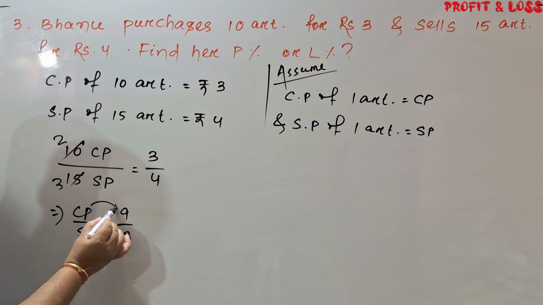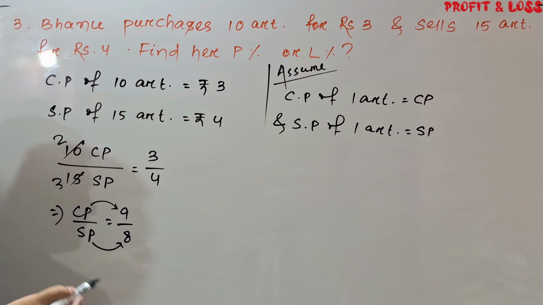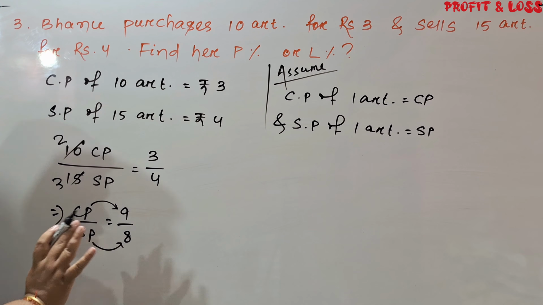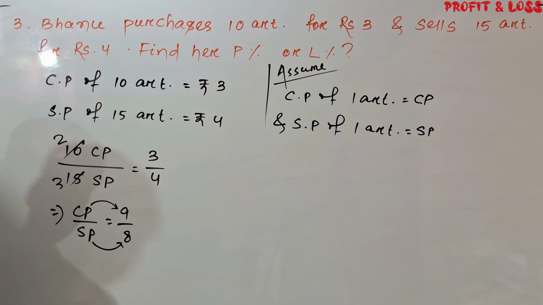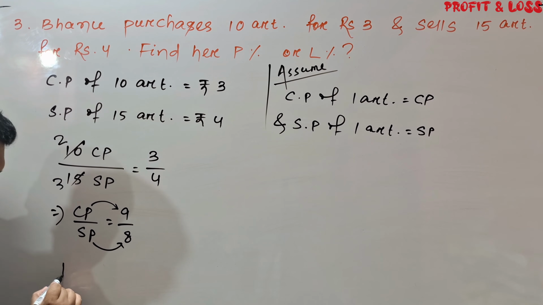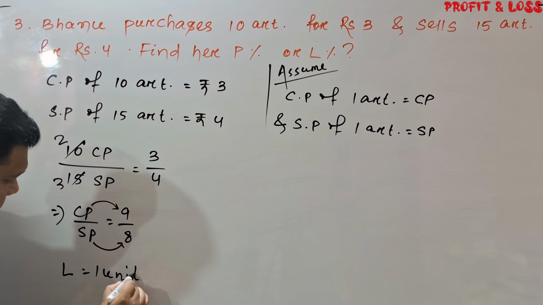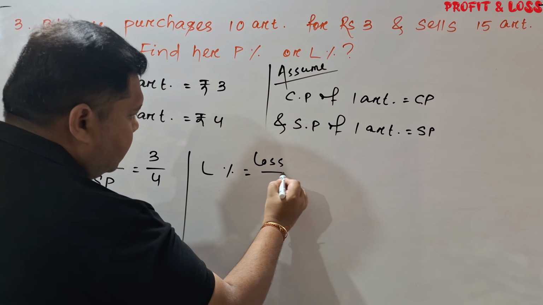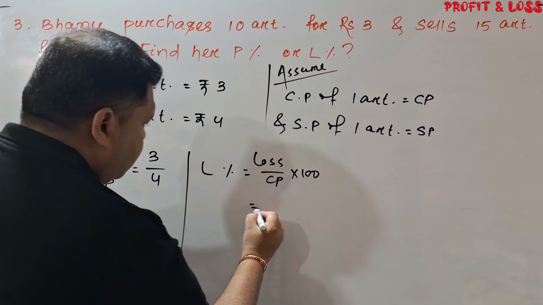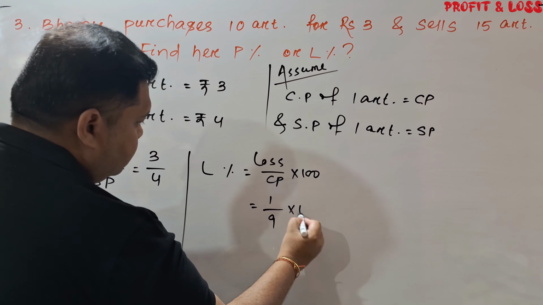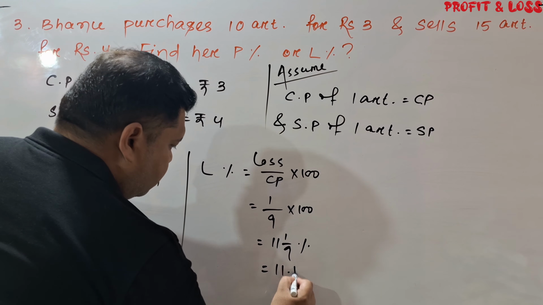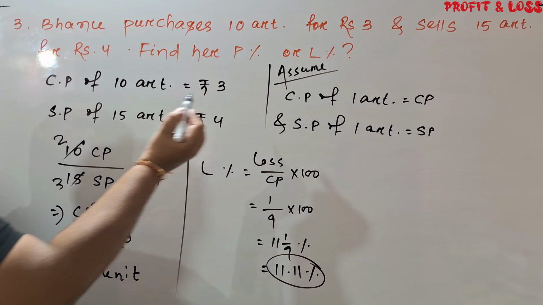Means cost price is 9, selling price is 8. Profit or loss? Loss, because cost price is greater than selling price. The ratio does not give you the exact value. When cost price is 9 units, at that time selling price is 8 units. So loss is 1 unit. Then how do you find the loss percentage? Loss percentage is equal to loss divided by cost price into 100. So here loss is 1, cost price is 9, into 100, and 1 by 9 means 11 whole 1 by 9%. That is 11.11%. So this much percent loss. This is the answer.